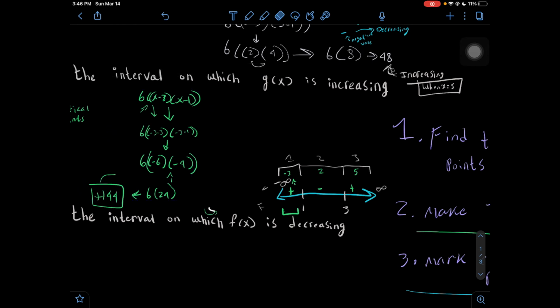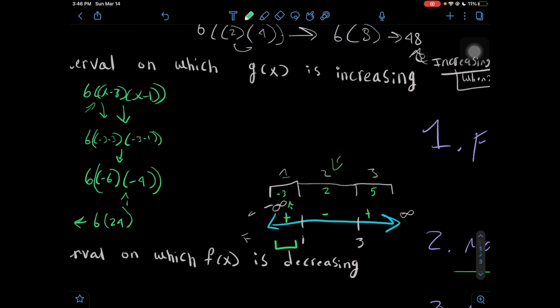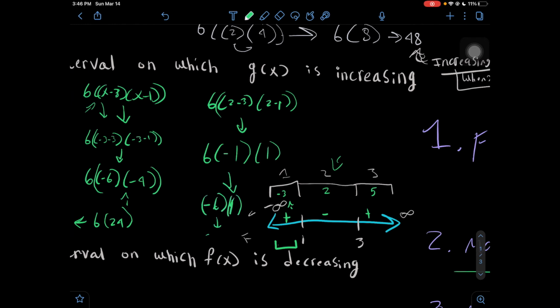Now let's do interval 2. We're going to substitute 2 into our derivative as x. So you have 6 times 2 minus 3 times 2 minus 1. Remember PEMDAS: we have 6 times negative 1 times 1, so negative 6 times 1, which is just negative 6. We have a negative, meaning it is decreasing. That matches up with what we just did.